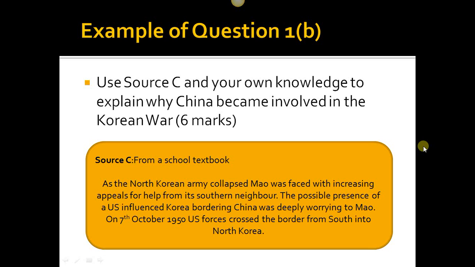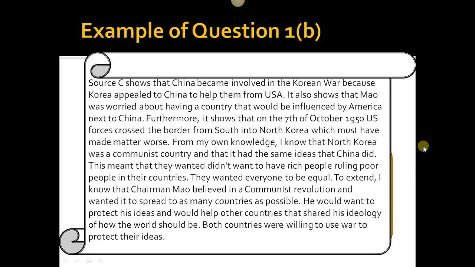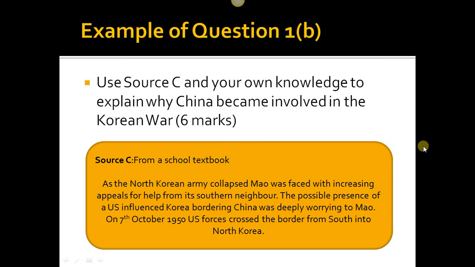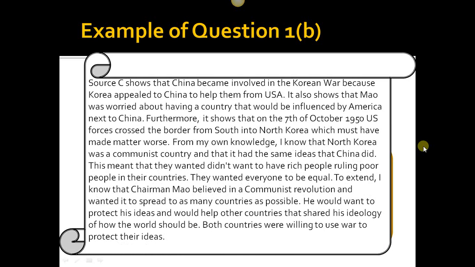Okay, I'm going to go straight in and show the answer I gave rather than waste time. I wrote, source C shows that China became involved in the Korean War because Korea appealed to China to help them from USA. And it does. You can see that Korea was appealing to China, to Mao, for help. It also shows that Mao was worried about having a country that would be influenced by America next to China. Furthermore, it shows that on the 7th of October 1950, US forces crossed the border from South into North Korea, which must have made matters worse. Little spelling mistake there, there should be an S.